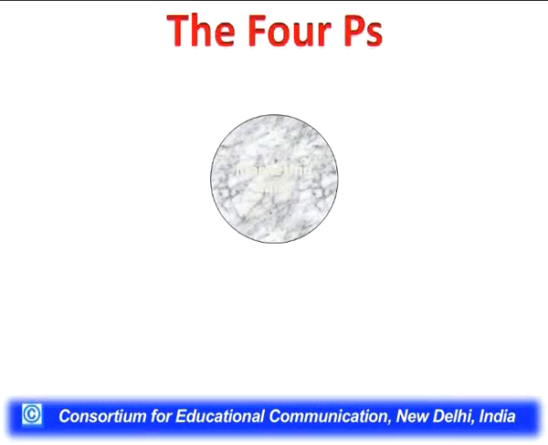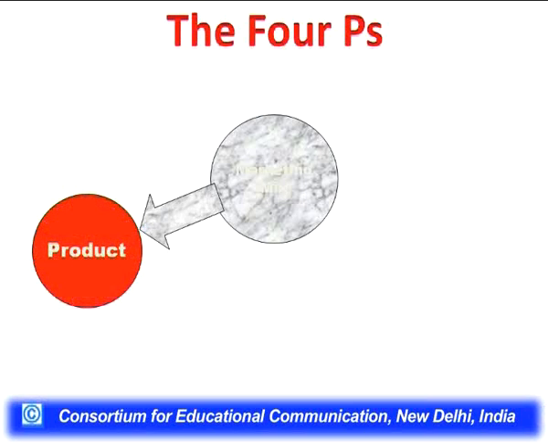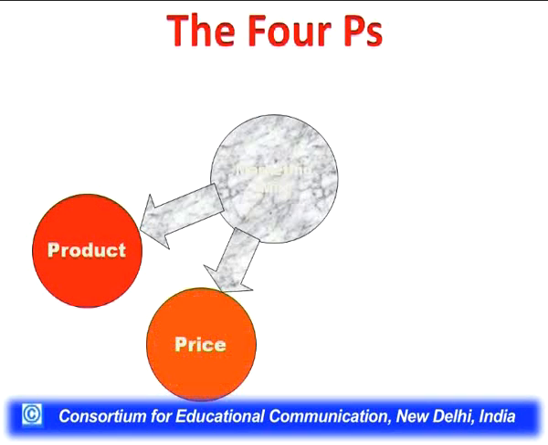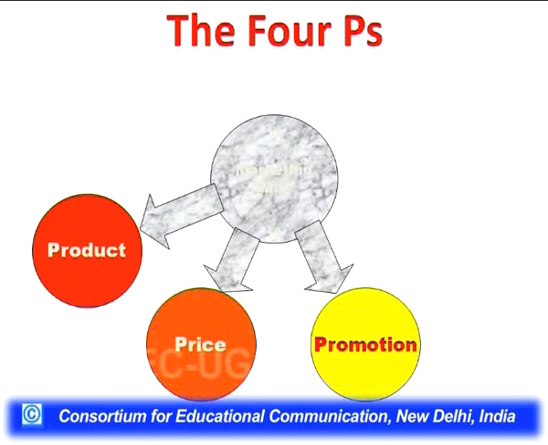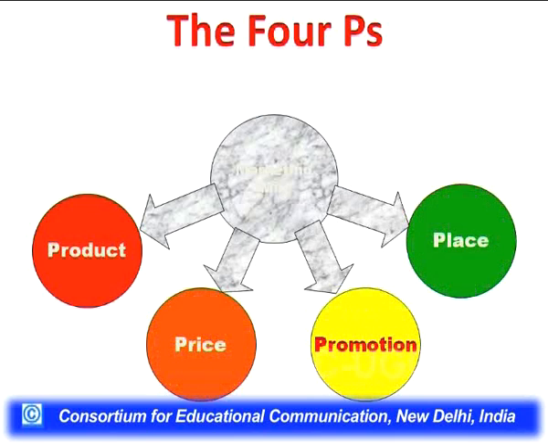This is the marketing mix. The 4 P's are product, price, promotion, and place. This is called the marketing mix.